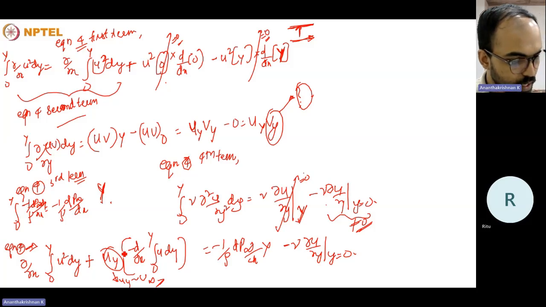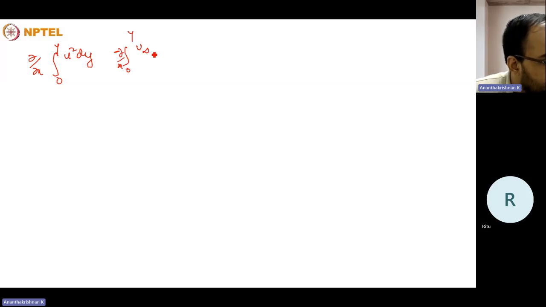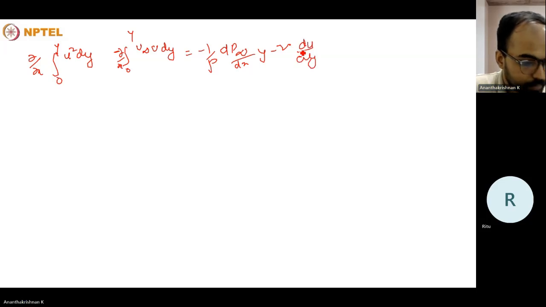So you can substitute that here. We do some kind of manipulations here. This one, u infinity, can go inside since it's a constant. So the left hand side will become dou by dou x of integral of 0 to y of u square dy, minus dou by dou x of integral of 0 to y of u infinity u dy, is equal to minus of 1 by rho dp infinity by dx y minus mu dou u by dou y at y is equal to 0.